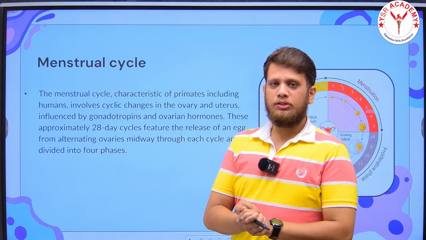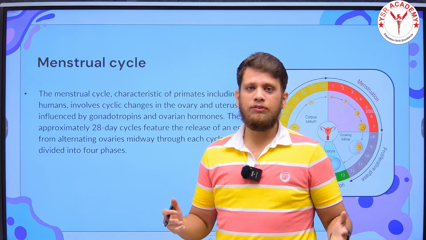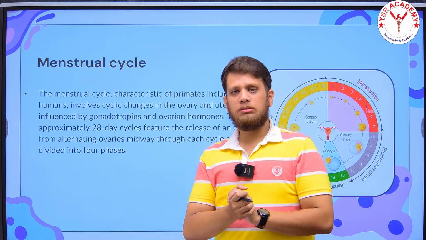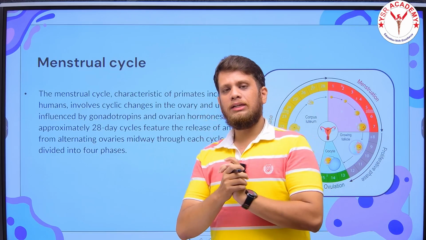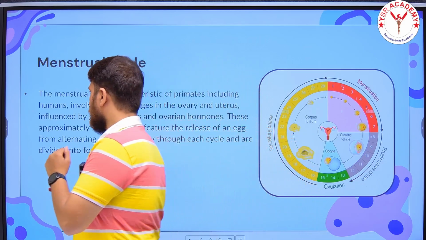We move on to lecture 3 of reproduction in animals, and so far we have finished with the male reproductive system. We have done with the female reproductive system, and now we talk about the next part of the chapter, which is the menstrual cycle. So let's begin with the menstrual cycle.